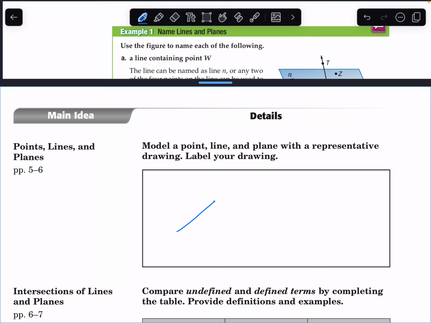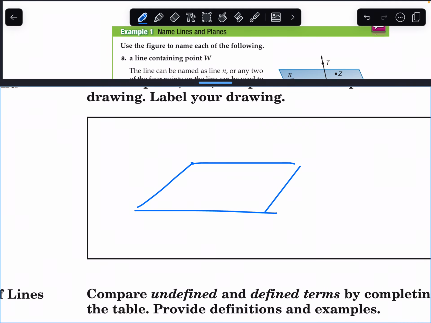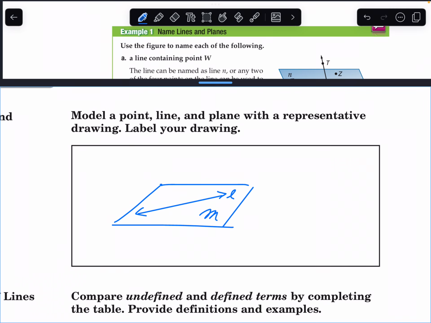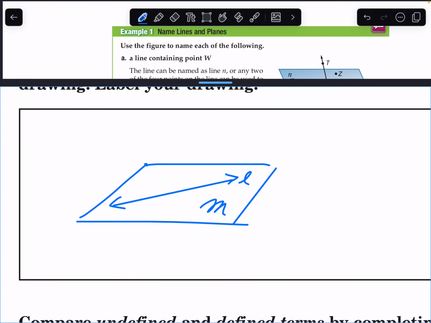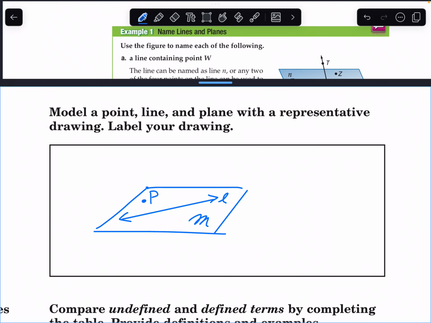So I will simply go 1, 2, 3, 4 lines there. That creates my plane. We'll give it a script capital letter, call it capital M, and we'll make a line going across it, put the arrows on both ends, and we can call that lowercase script L. And we need a point. Let's go over here, and we'll call that point capital P for point. So we have a point, a line, and a plane.